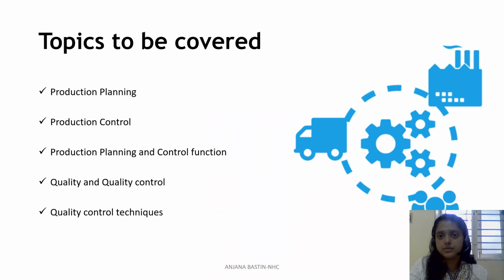Okay, these are the topics which would be covered in this chapter. So these are the key subtopics, like how we had 6 topics for the previous chapter. Here we have 5. First, we would learn what is production planning, then what is production control, then there is the PPC function, or production planning and control function.